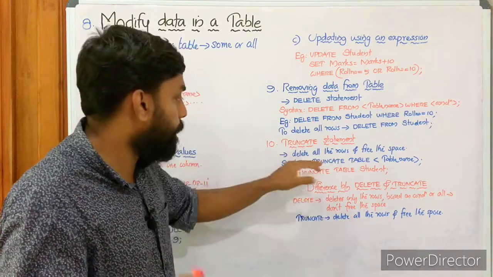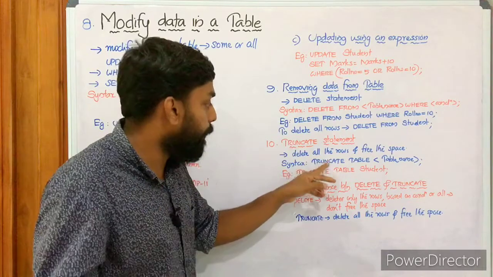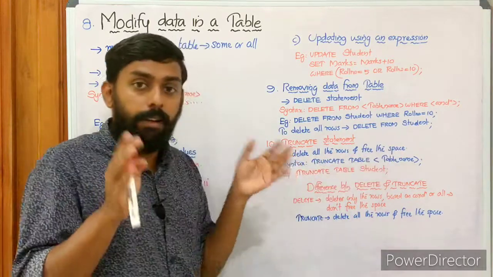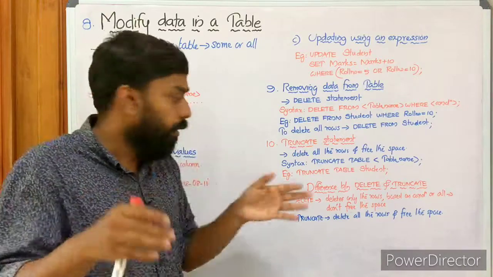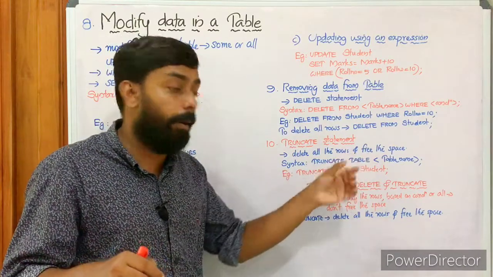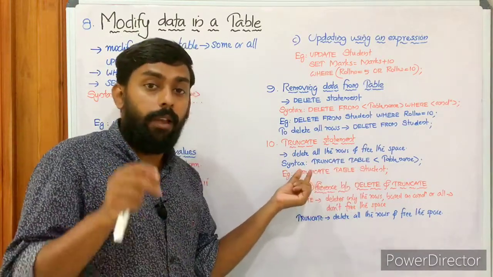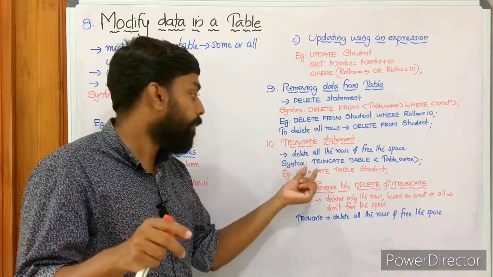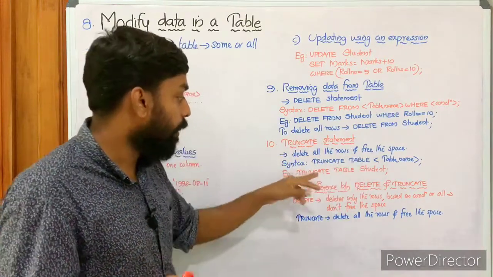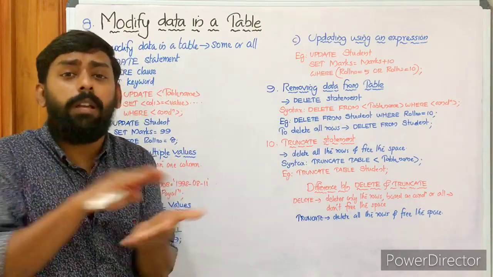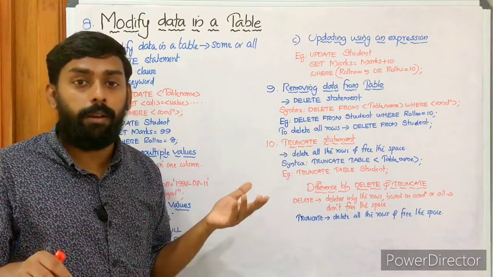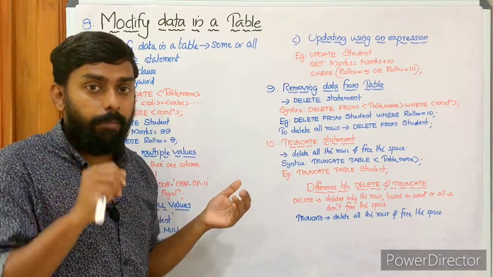Let's look at the syntax and an example. Truncate table name, that's it, just like create table name and drop table name. Here also it's truncate table name. The keyword table should be added along with truncate. For example, truncate table student deletes all the rows from the table student.